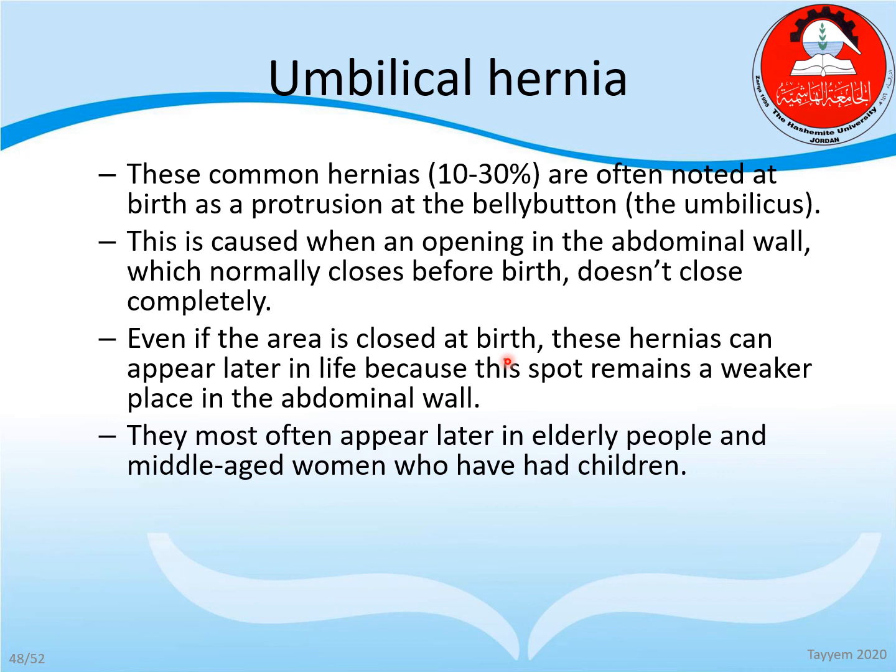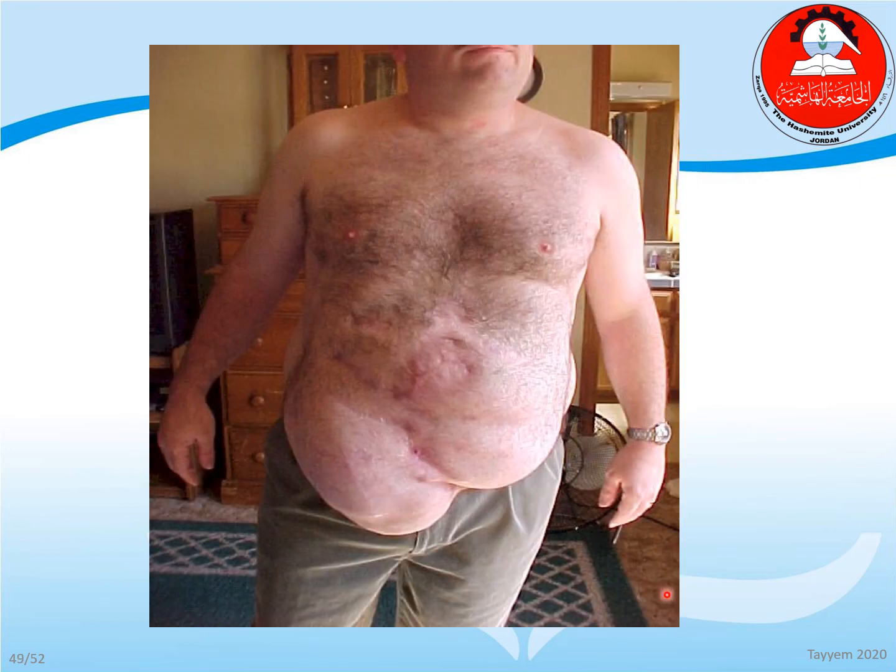Even if the individual does not have a hernia at childbirth, later on in life, this scar tissue might weaken due to various causes and present later on in life as an umbilical hernia. Usually they occur in elderly and middle-aged women who had children or pregnancies.